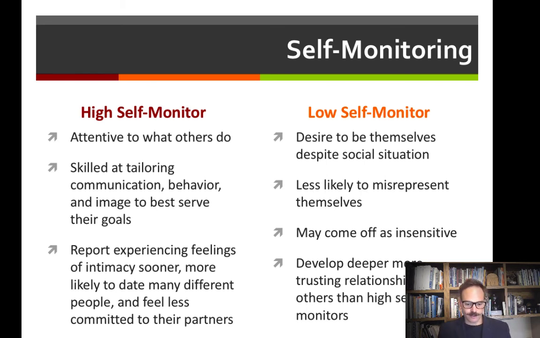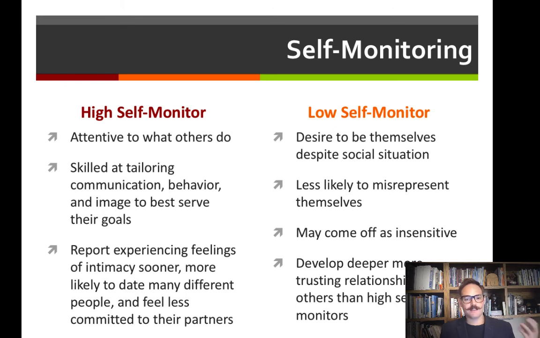As a result of that, high self-monitors tend to report experiencing feelings of intimacy sooner. They're more likely to date many different people and feel less committed to their partners. Low self-monitors, on the other hand, desire to be themselves despite the social situation. So they're less adapting. They're more authentic to themselves. They don't change their communication behaviors. They're less likely to misrepresent themselves.